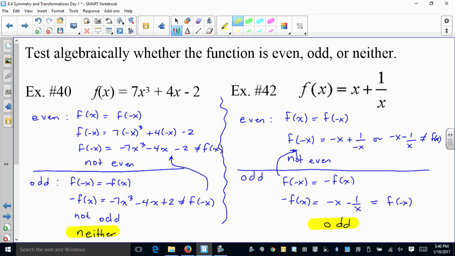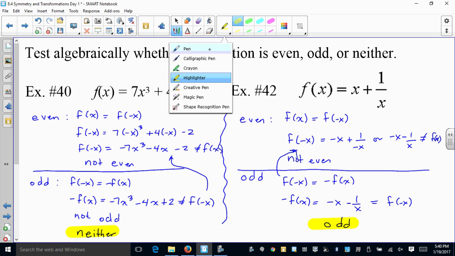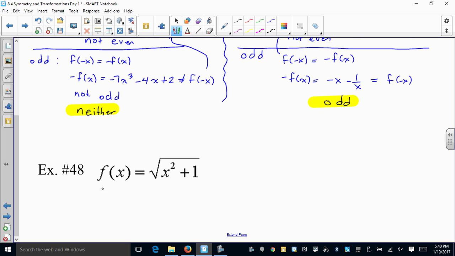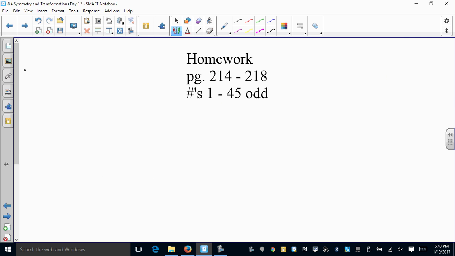Okay, and that leaves us with one problem, and we're going to hold off on that problem. We'll do that one in class. I can go ahead and give you the homework. That way, if you want to get a head start on it, there it is, 1 through 45 odd, starting on page 214. All right, and good luck.